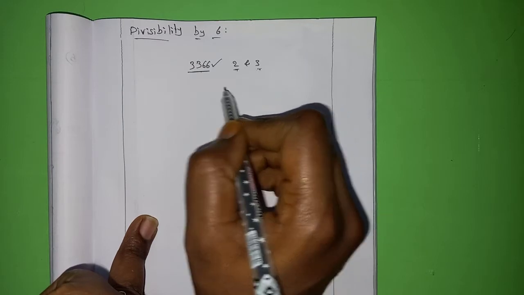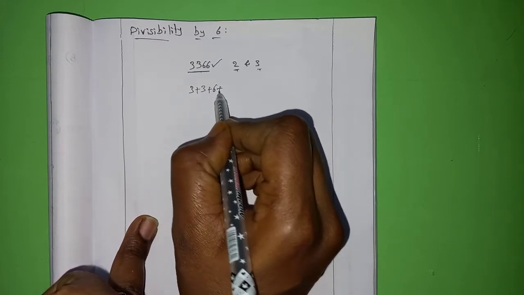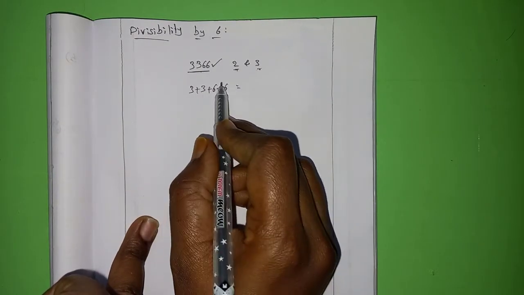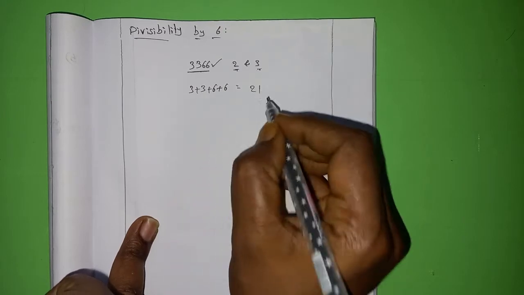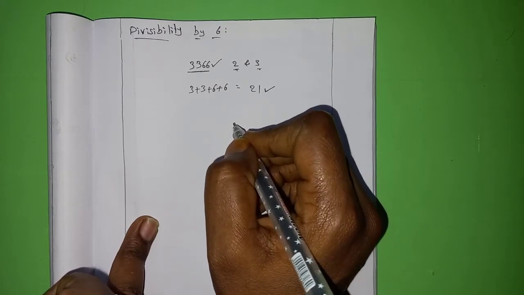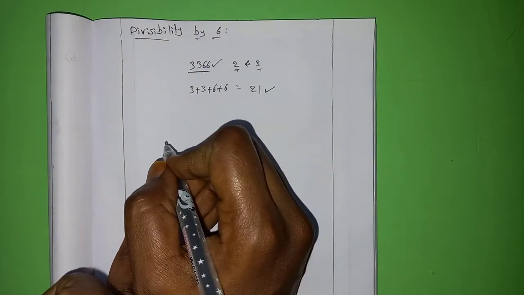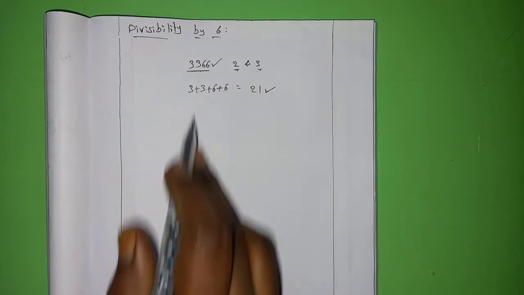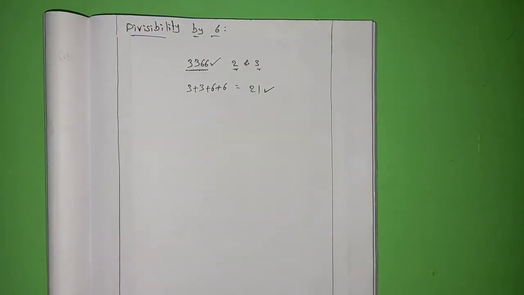What is the second condition? If you add all the digits, the result should be divisible by 3. 3 plus 3 is 9. 9 plus 6 is 15. 15 plus 6 is 21. Is 21 divisible by 3 or not? Yes. So this number is divisible by 6. To check divisibility by 6, it has to satisfy two rules: divisibility by 2 and divisibility by 3. If the number is divisible by both 2 and 3, then it is divisible by 6. Next one.